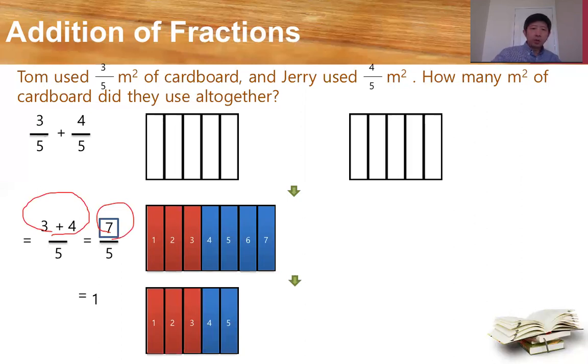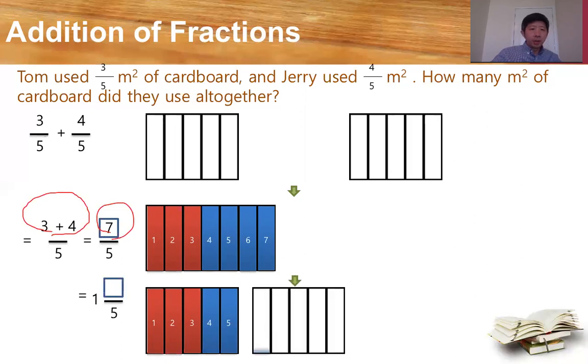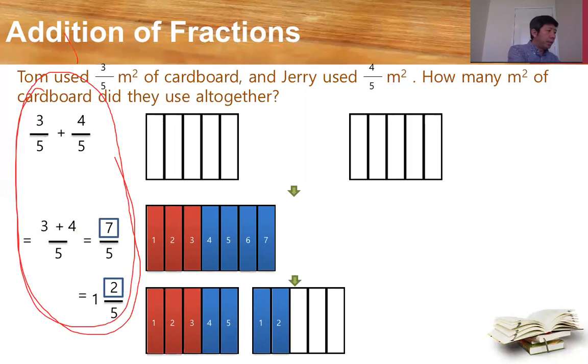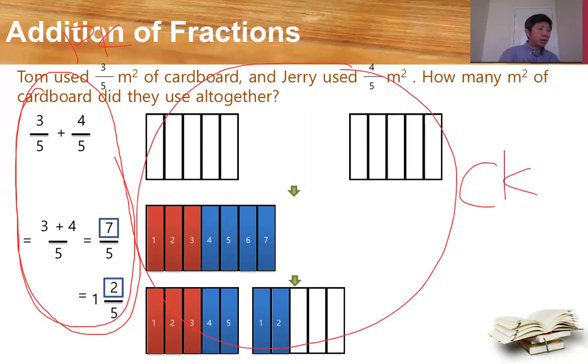So actually, what did we get? We got 7/5. Now 7/5 actually is 1 and 2/5, right? So this is procedural knowledge. And then I show you the picture here, what's going on. This is conceptual understanding, right?